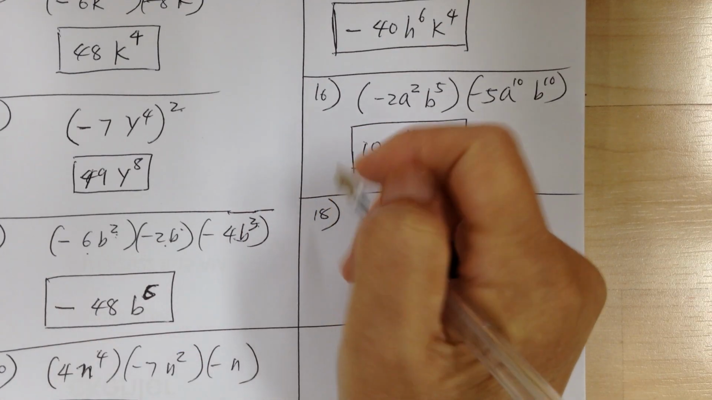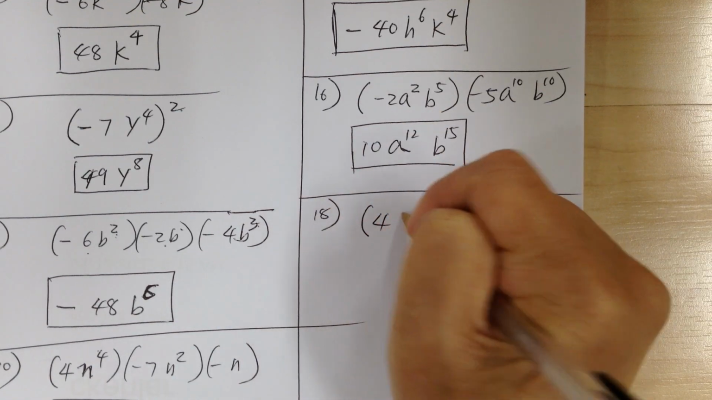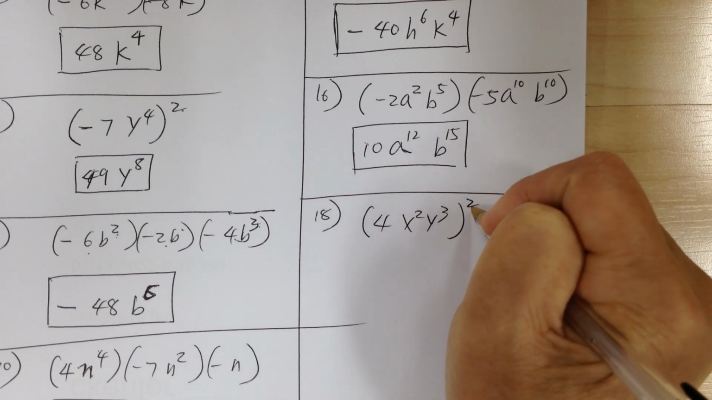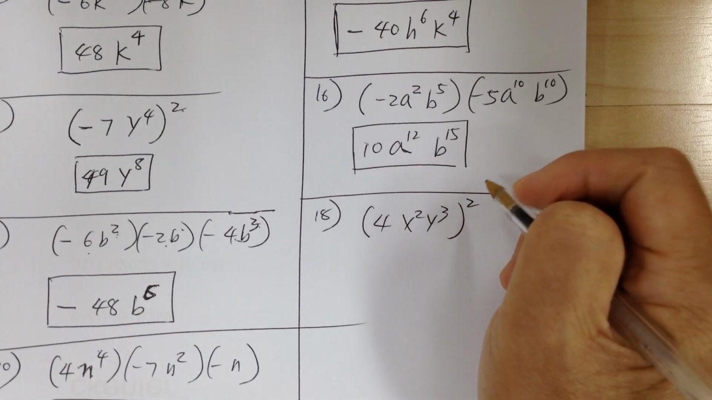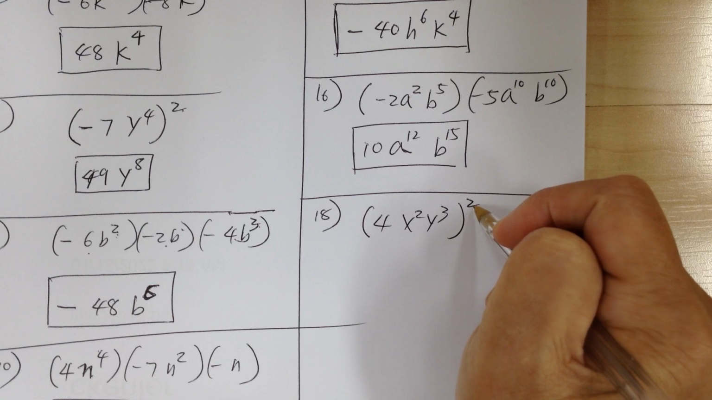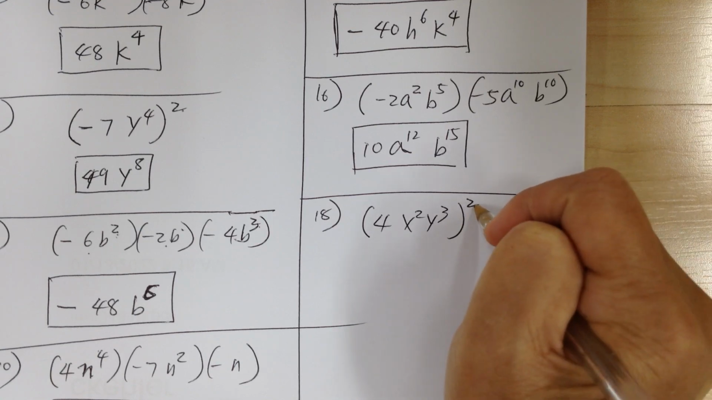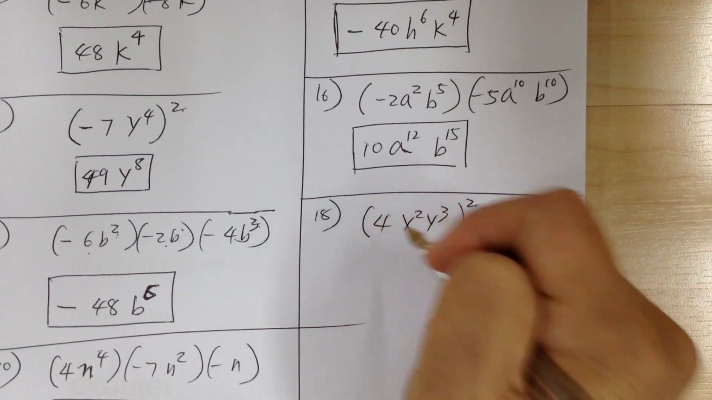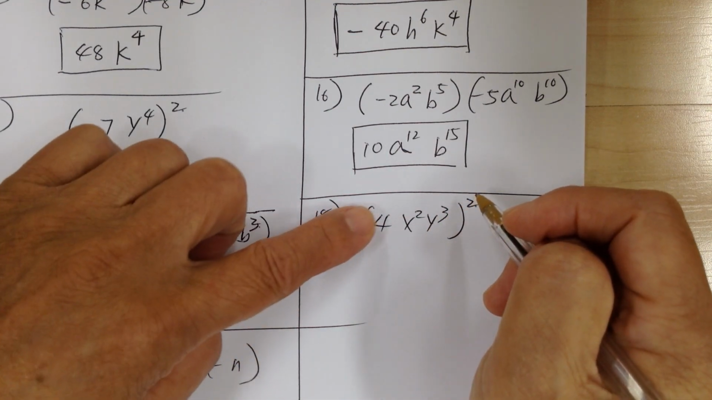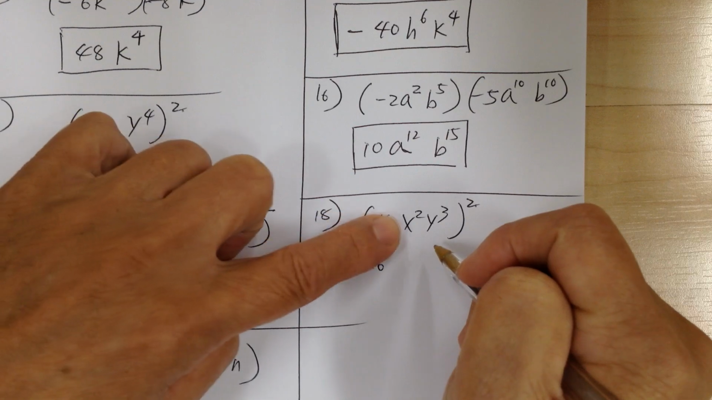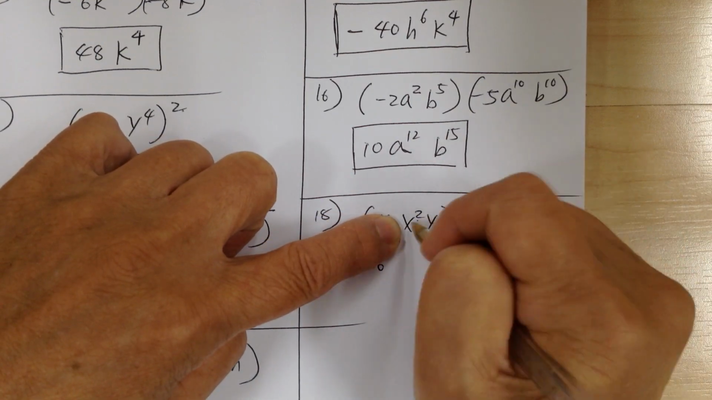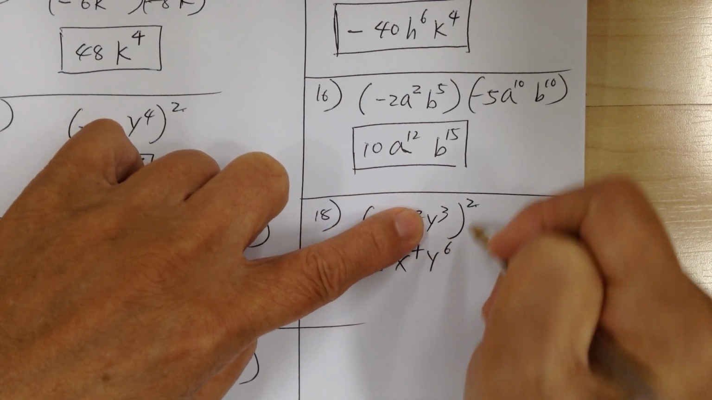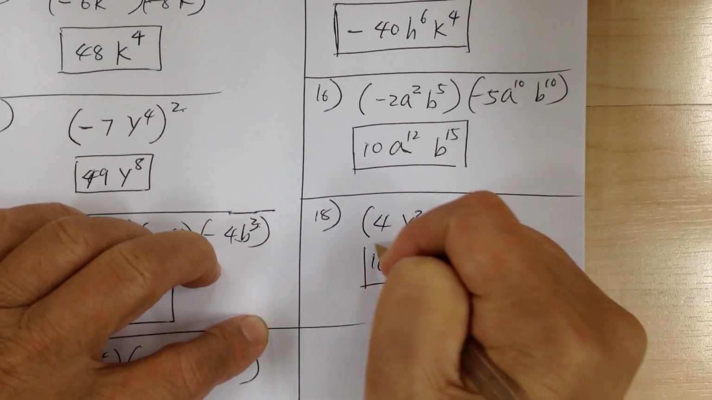Number 18, you have 4x squared y to the 3, squared. So this is the power rule that you have to use. Exponent is for what's immediately in front of it. So exponent is for the parentheses. So everything in the parentheses gets squared. So 4 squared is 16. X squared squared, so you have to multiply, right? Power rule, you have to multiply. So it'd be x to the 4, y to the 6, right? 2 times 3 is 6.